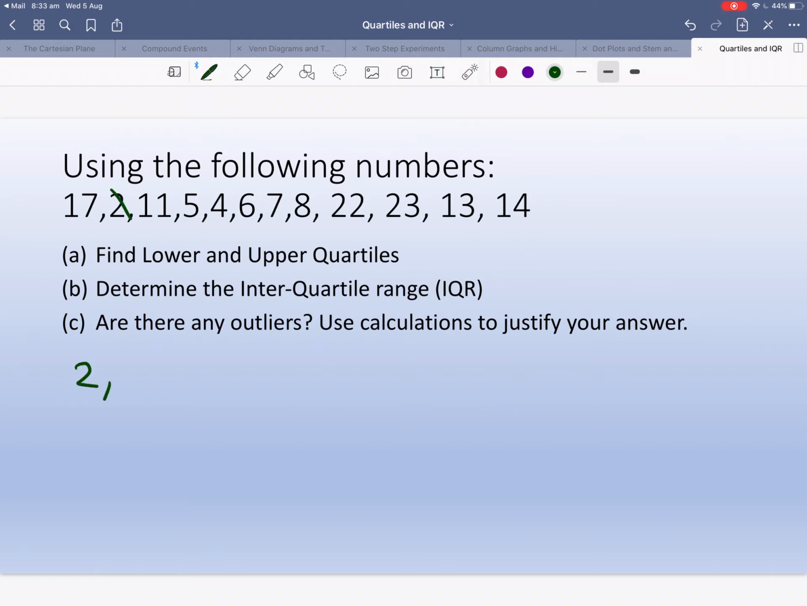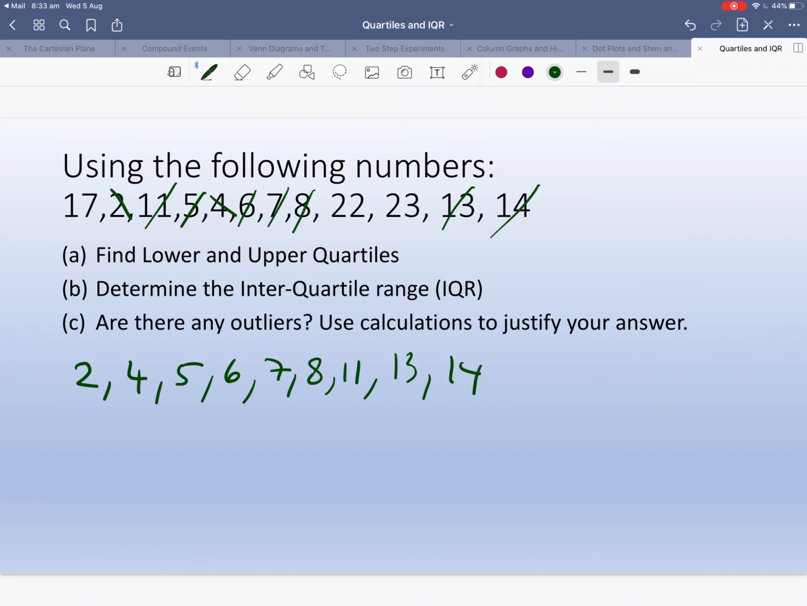2, then I've got a 4, 5, 6, 7, 8, 9, 10, 11, and 13, 14 it looks like. And then I've got 17, 22, 22, and 23. Okay, now notice I'm crossing the numbers off as I put them in. There's a very good reason for this, and that is that if I go back here and I haven't got something in the 23, I'm like, oh, I've got to put that into my data set.